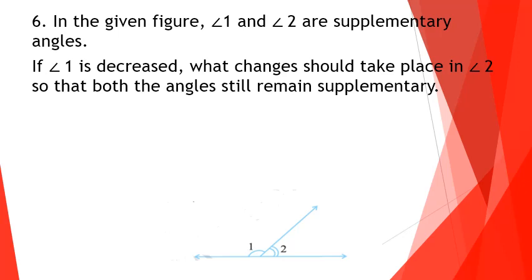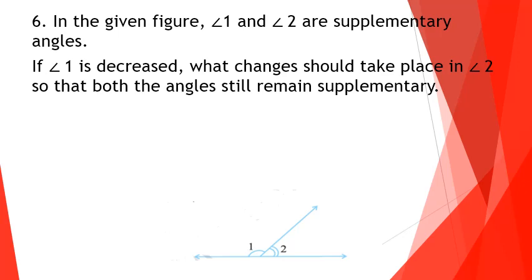And the question is asking, if angle 1 is decreased, then what changes should take place in angle 2? So we can decrease angle 1. That means the common arm of angle 1 and angle 2 will move to the left side. Then what will happen? Angle 1 will decrease. Then what about angle 2? Angle 2 will increase with the same measure.